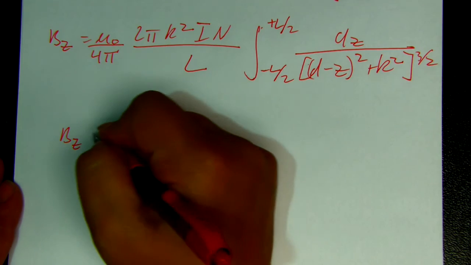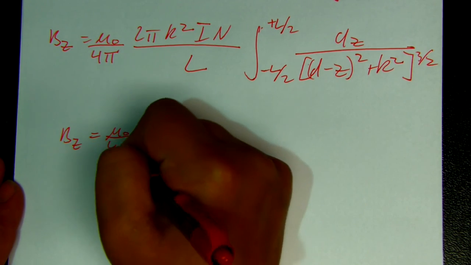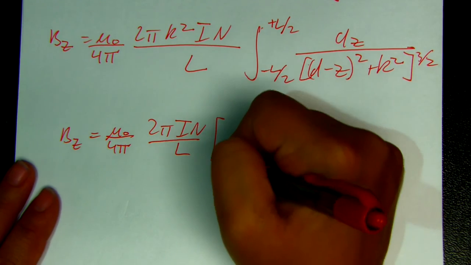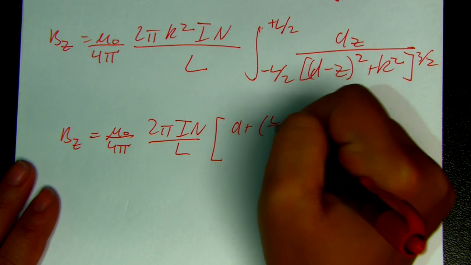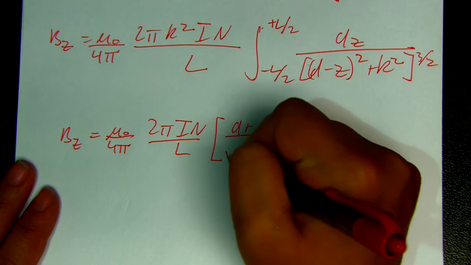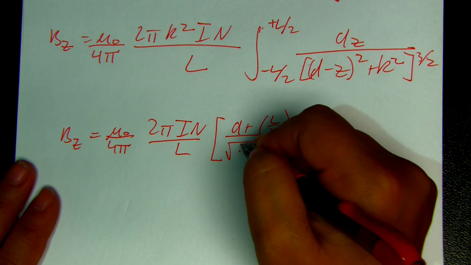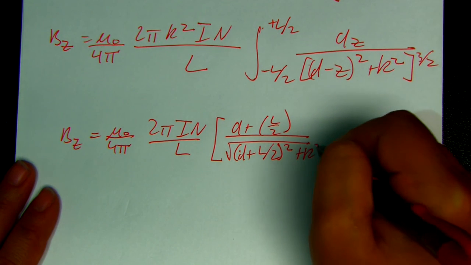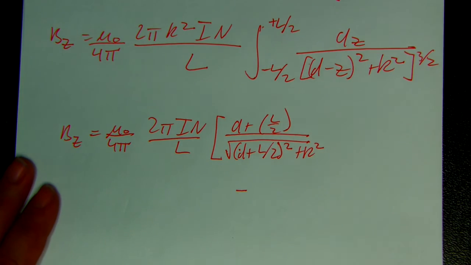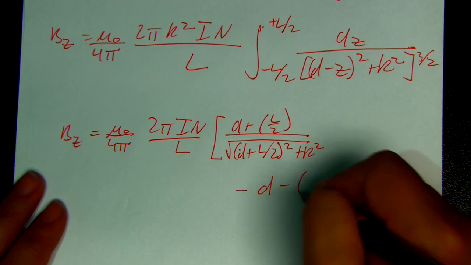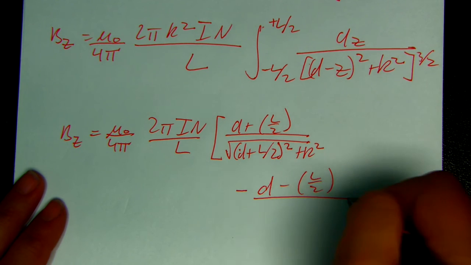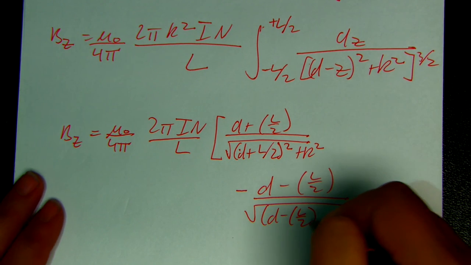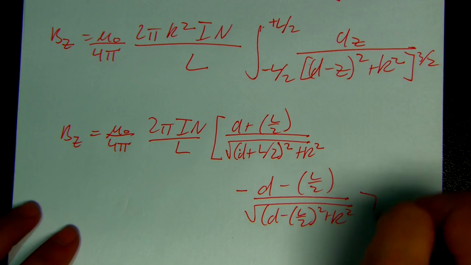Bz is equal to mu naught over 4 pi, 2 pi I N over L, times the quantity (D plus L over 2) over the square root of (D plus L over 2) squared plus R squared, minus (D minus L over 2) over the square root of (D minus L over 2) squared plus R squared.